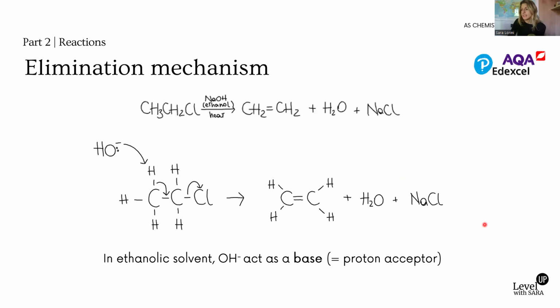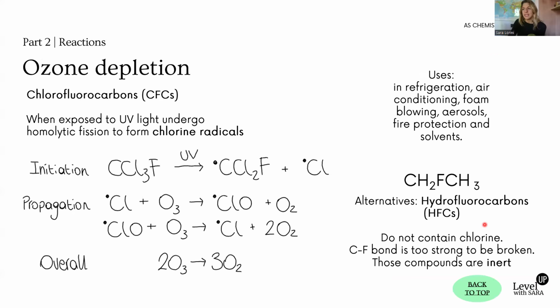Okay, this is the second mechanism for elimination. Who is studying elimination 1 and elimination 2? This is an example of elimination 2, because two things affect the rate determining step. If you don't know what E1 and E2 mean, don't worry about it.